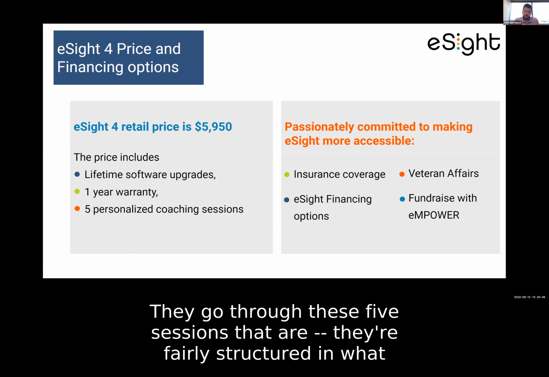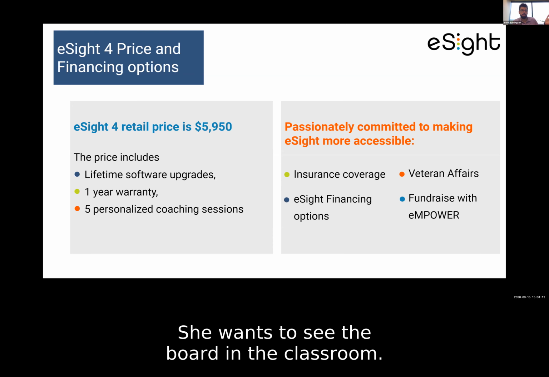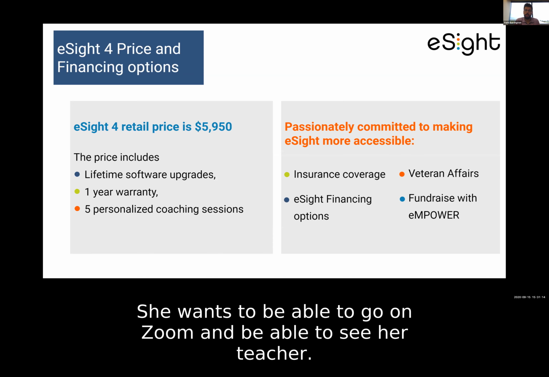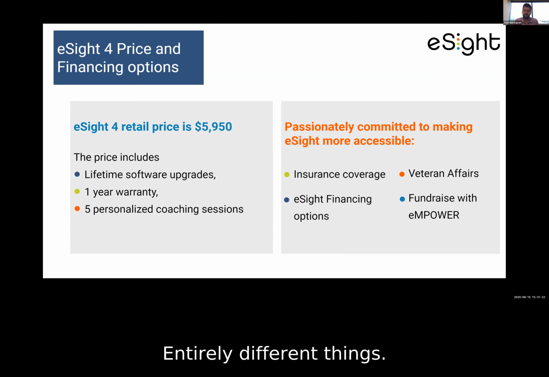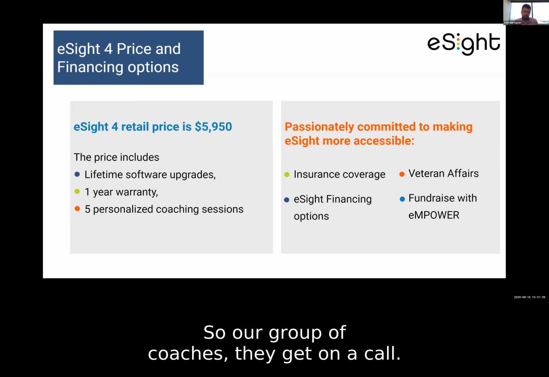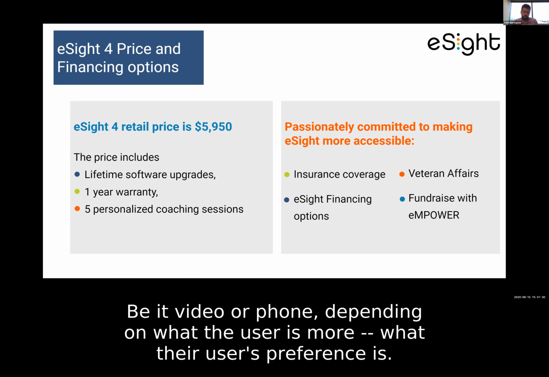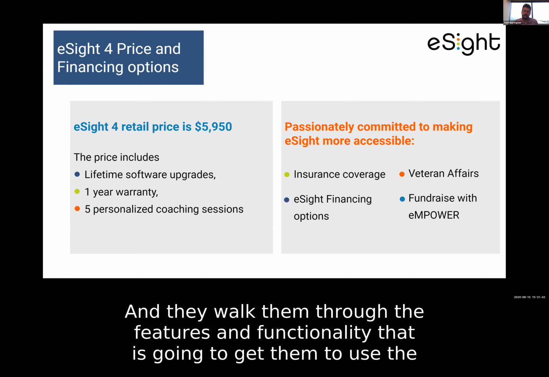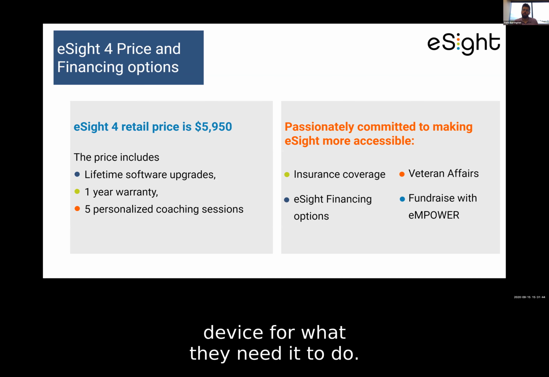Zara, she's a 10-year-old grade 4 student. She wants to be able to see the board at the classroom. She wants to be able to go on Zoom and be able to see her teacher. Gary wants to be able to see his grandkids. Entirely different things, but the training that they need in order to do either one of those things is very similar. And so our group of coaches, they get on a call, be it video or phone, depending on what the user's preference is. And they walk them through the features and functionality that is going to get them to use the device for what they need it to do.